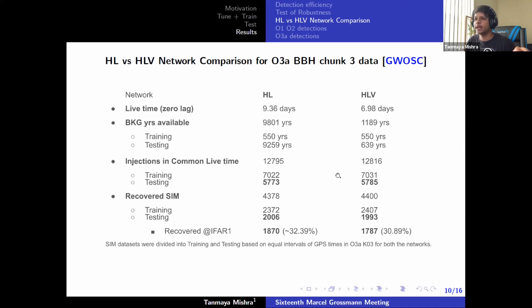Let us look at the highlighted events here. We can see that for, say, 5,700 injections, we recover similar amounts for both detector networks. But what we observe is that at higher significance, at 1 per year, the 2-detector network does better than the 3-detector network. We have around 5% more detection compared to the 3-detector network.